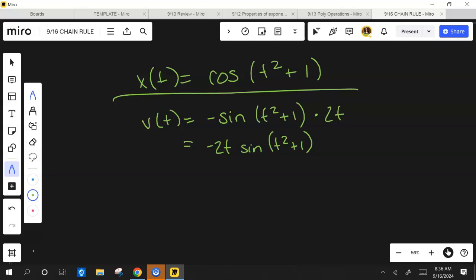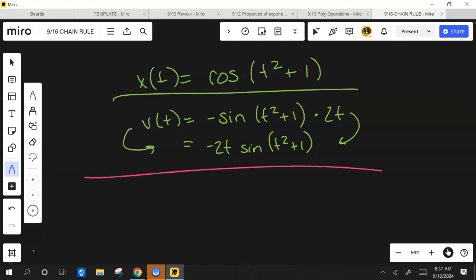Does velocity come before you do the inside derivative or after? Either one, they're the same thing. I just put it all together and cleaned it up because I'm about to find the second derivative of it, and it was easier for me that way.